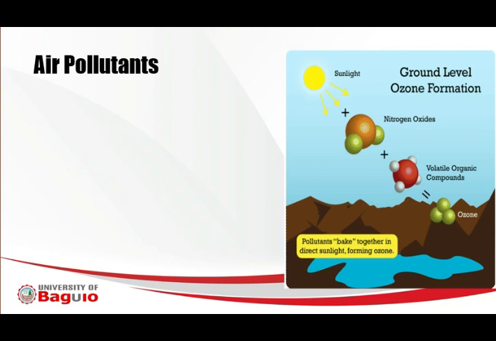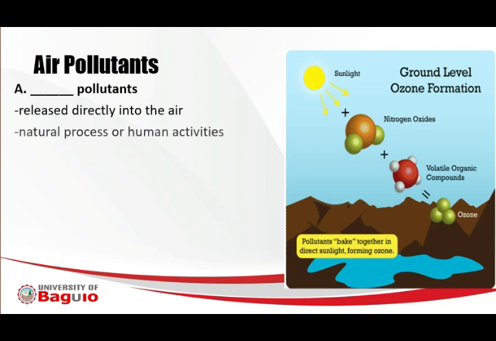Okay? And when we talk about air pollutants, there are two different types of air pollutants. We have what we call primary, and we also have what we call secondary air pollutants. Primary air pollutants are those released directly into the air, directly mixed into the atmosphere, either through a natural process or because of human activities.